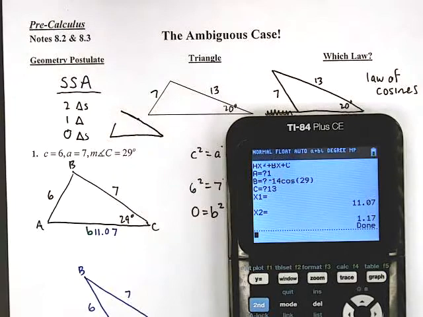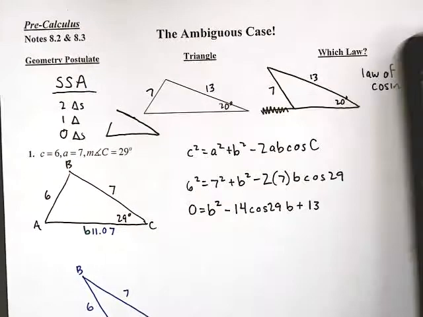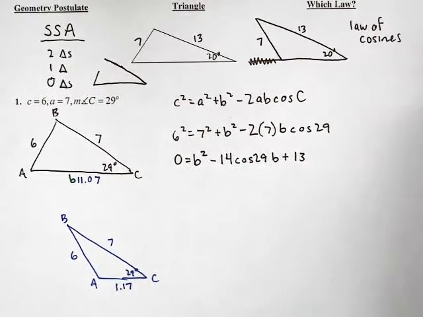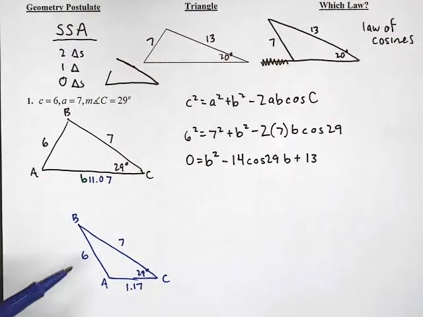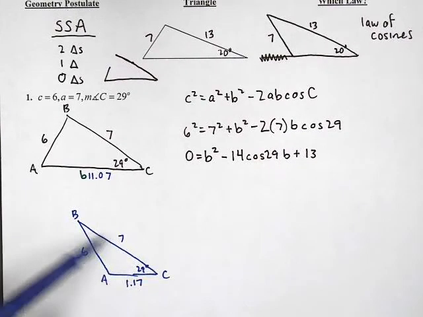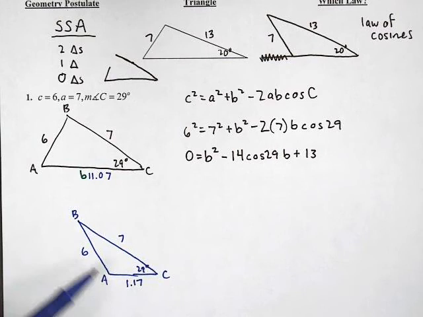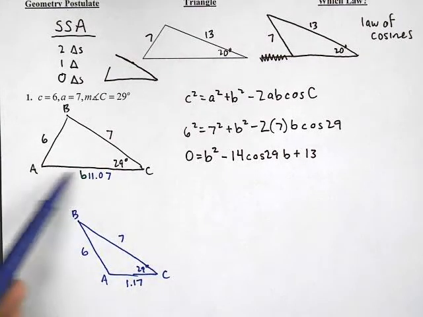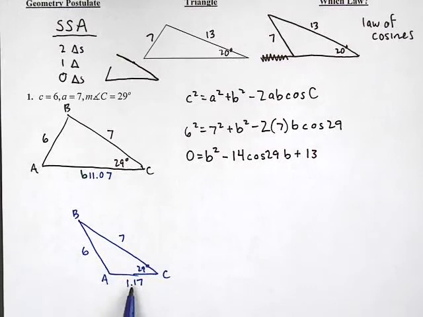And then I still need the 29 degrees. Alright, so now we have the 2 different triangles. Oh, I'm sorry guys, I just realized that you couldn't see anything I was just doing. So here we go. Here is my second triangle. It still has angle of 29, side of 7, side of 6, but now we notice that there's a triangle that has a longer side b, 11.07, and a shorter 1.17.